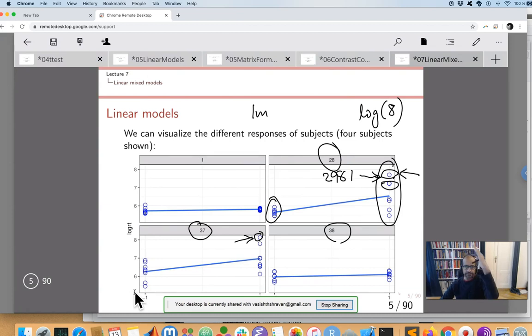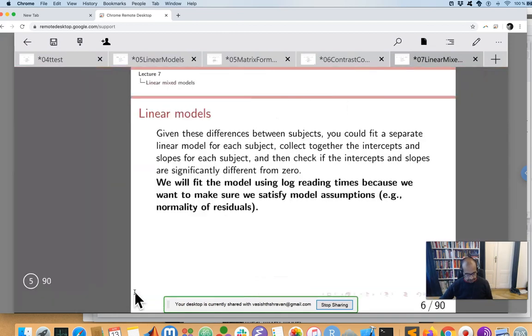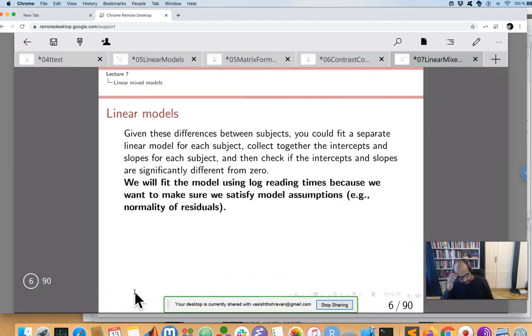So what you see here with these 4 subjects' data is that there is individual-level variability in the slope of each subject. And if I showed you all the 42 subject slopes, you would see that there's quite a lot of variation. So we're going to follow this strategy of fitting a separate linear model for each subject, and then we're going to plot the intercepts and slopes on top of each other to see how much variation there is.